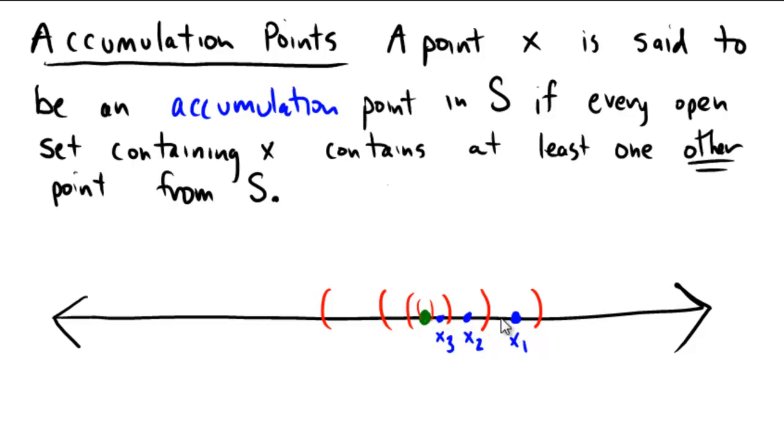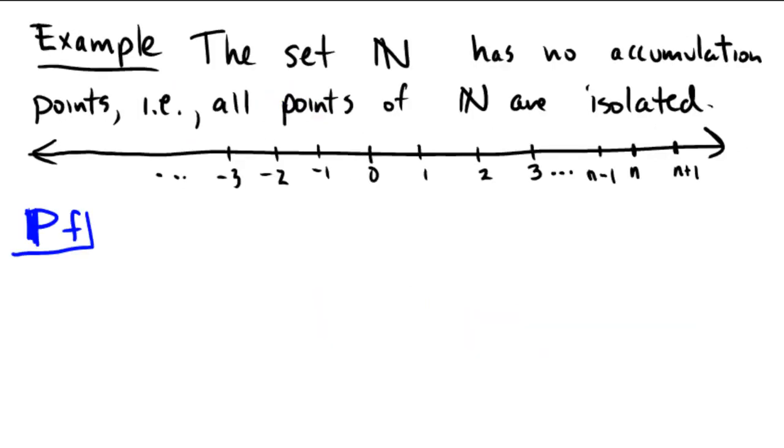These blue dots all have to be within some set for green to be an accumulation point of that set. Let's see this in an interesting example. Imagine the set of natural numbers. The set of natural numbers has no accumulation points. All of the points of N are isolated. Can you see why? If we consider a point like out here at n, let's make that a green dot, then there exists an interval we can create around n that would contain no other points of N. We just have to make sure that it's skinny enough that it avoids n minus 1 and n plus 1. A good radius is 1/2. If we go half a unit above n and half a unit below n, we would not hit any other natural numbers.